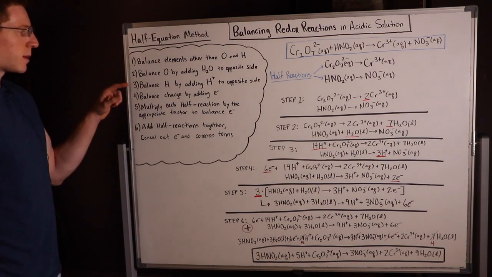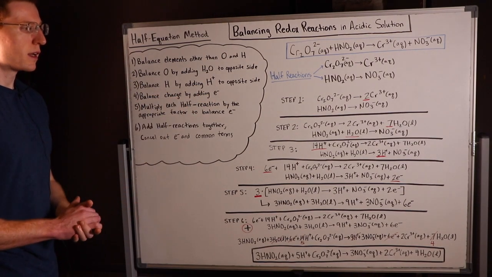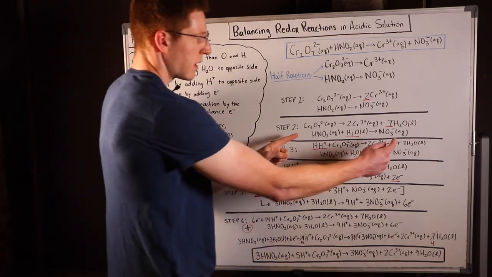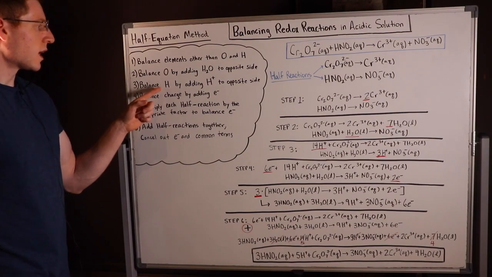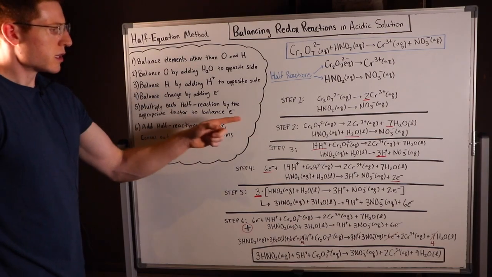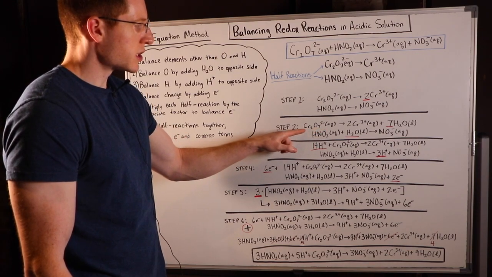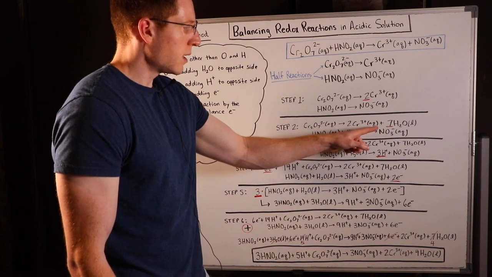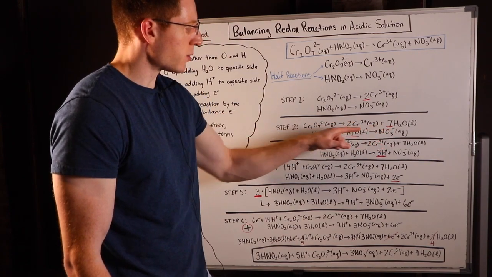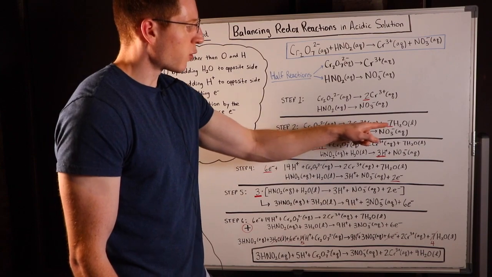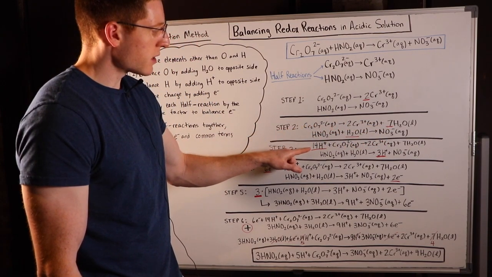Moving on to step 3, balance hydrogen by adding hydrogen ions to the opposite side. So again, let's look at step 2 to see how I got to step 3. In step 2, we want to balance the hydrogens. The hydrogens on the reactant side over here are 0, and over here, because we added the water, are now 14. So we've got 0 hydrogens over here, 14 over here.